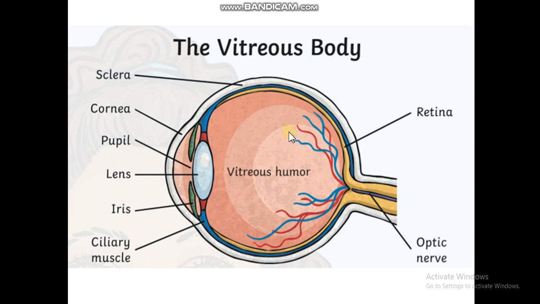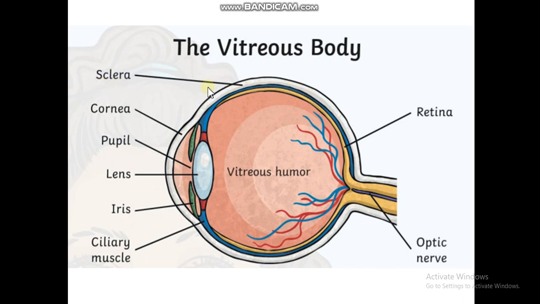It is circular in structure, so it is known as the eyeball. It has different structures and different parts in it. One by one we will explain the different parts. It has different layers. The first layer, that is the topmost layer, this one, we call this layer the sclera.